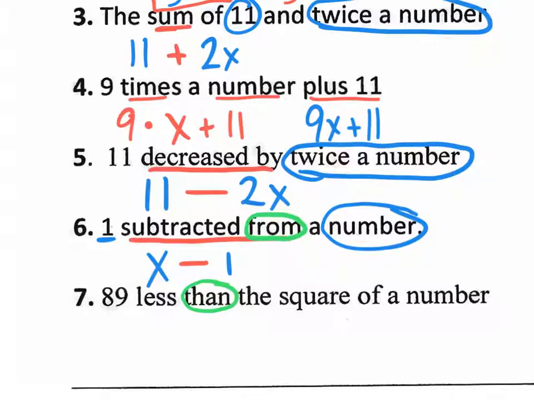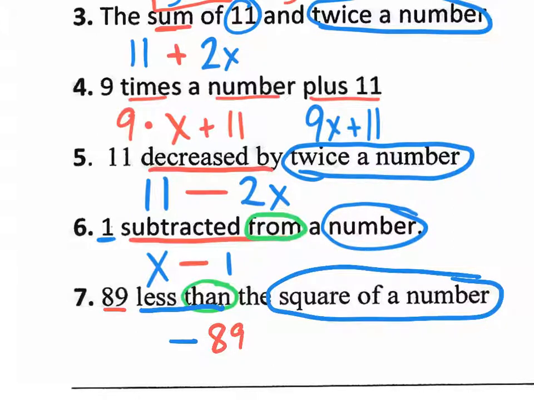So on the last one, we have 89 less than. Less than means minus. And the word than implies a switch. So I'm going to put this 89 second. And I'm going to put this in the front. Now what is that? That's the square of a number. Okay. So what am I going to write? The square of a number. Any variable squared. So your algebraic expression right there is x squared minus 89.